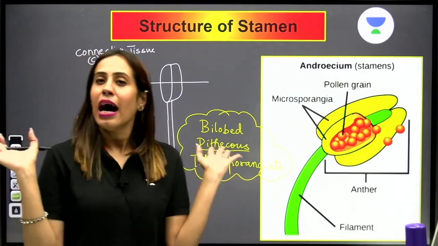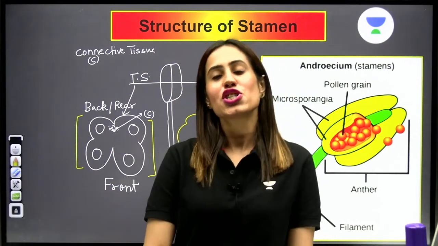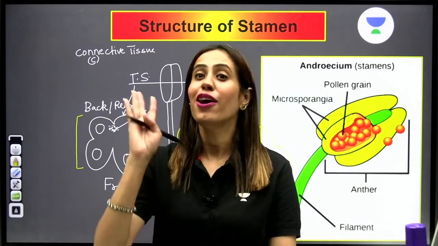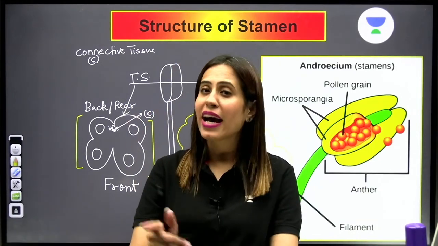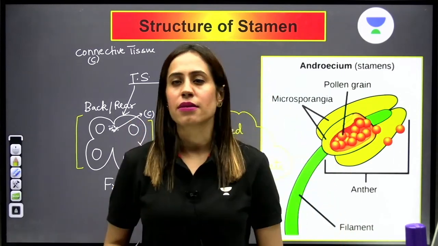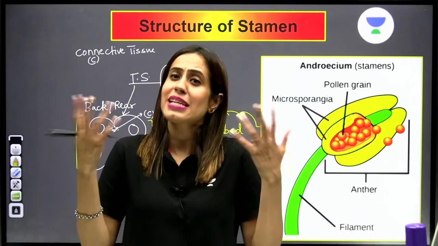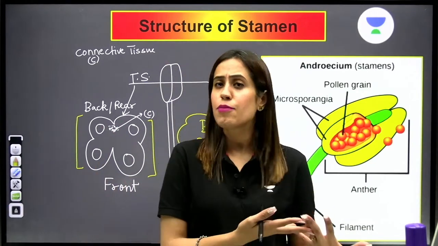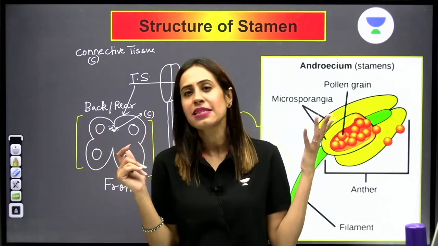That means how many total theca are there? Total there are four theca, right? But we write dithecous. So if a terminology comes like tetrathecous, that's wrong. It's a wrong terminology according to the scientists. So we have to follow this terminology. We have to use dithecous with respect to one lobe, right?